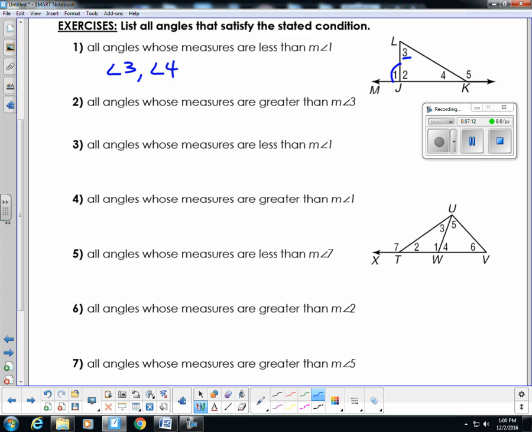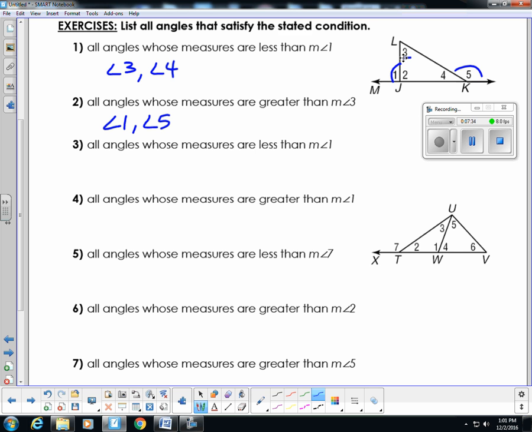Angle 1 is outside and doesn't touch 3. Angle 5 is outside and doesn't touch 3. Okay? So 1 and 5 have 3 as one of their remote interior angles. So 3 is guaranteed to be smaller, which means angle 1 and angle 5 are guaranteed to be bigger.